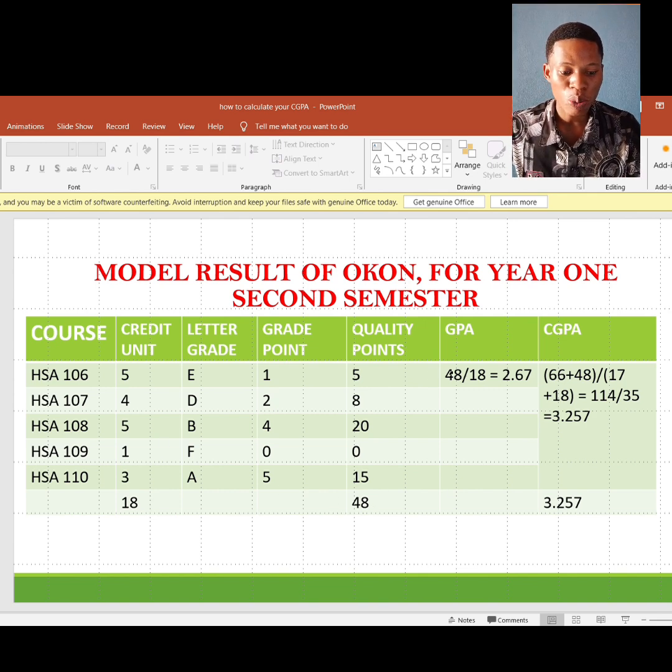So to get GPA for Okon for that semester, 48 divided by 18 will give you 2.67. That is Okon's GPA for that semester, second semester.